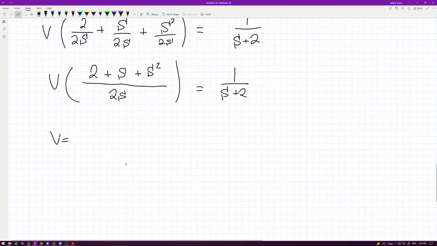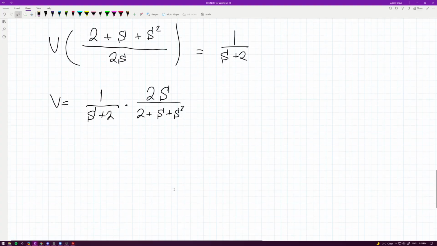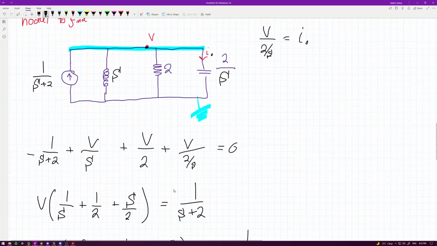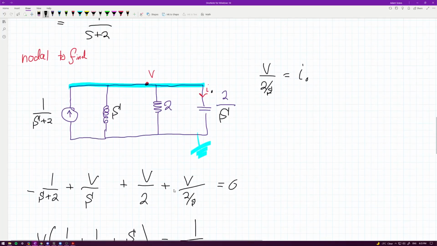Okay, so v is equal to, well, I'll just write it like this. 1 over s plus 2 times 2s over 2 plus s squared. Okay. And essentially, we got to take the Laplace inverse of this, right, to figure out our v. Oh, so we don't actually even have to do that, because we can just multiply it essentially.